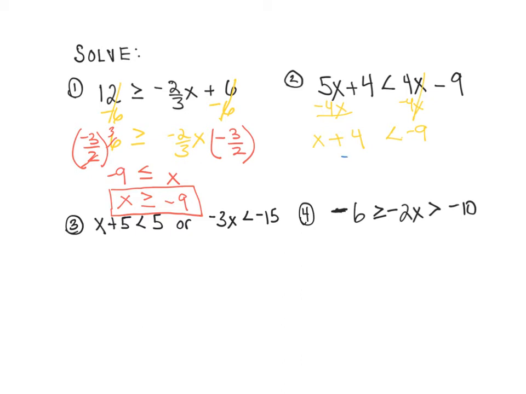So I see a positive 4. The inverse is to subtract 4. Remember that I only change the direction of this if I'm multiplying or dividing by a negative. And since this is subtraction, it doesn't fit into that. So I'm going to keep it as a less than and have negative 13.